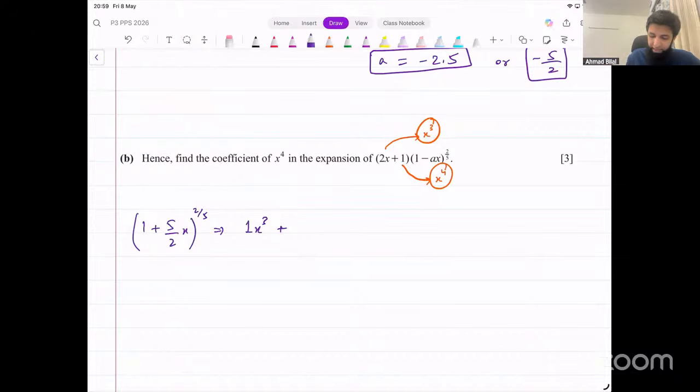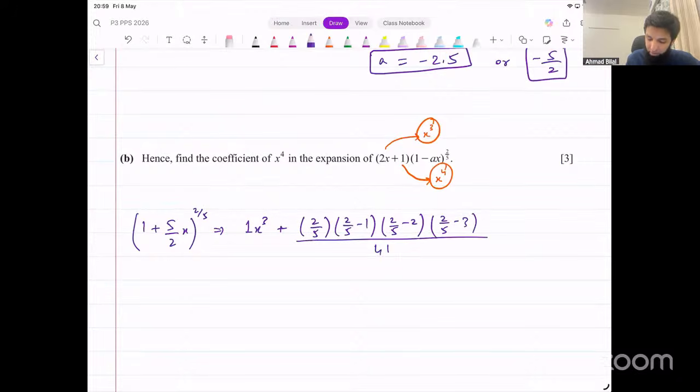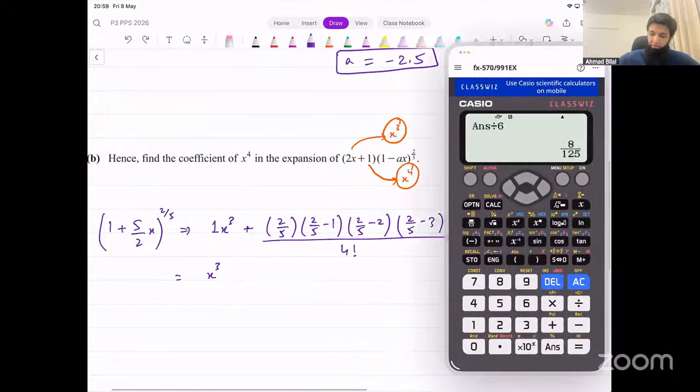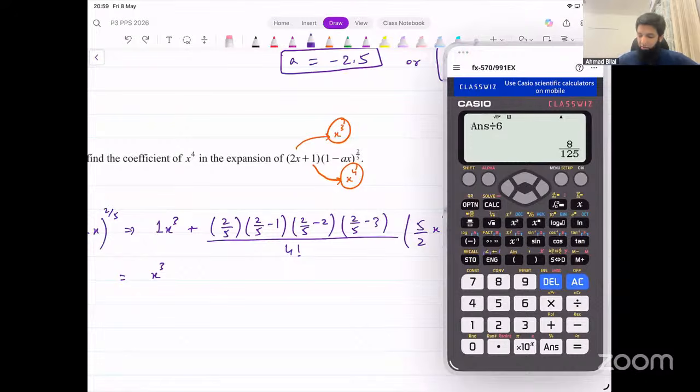Sorry. Let's input values in this, n, which is 2 over 5, into n minus 1, 2 over 5 minus 1, into n minus 2, 2 over 5 minus 2, into n minus 3, that's 2 over 5 minus 3, whole divided by 4 factorial into x raised to power 4. That means 5 over 2 x, 5 over 2x whole raised to power 4. Now we can simplify this, put this whole thing on a calculator. Apart from x, put the whole thing on a calculator, see what you get.